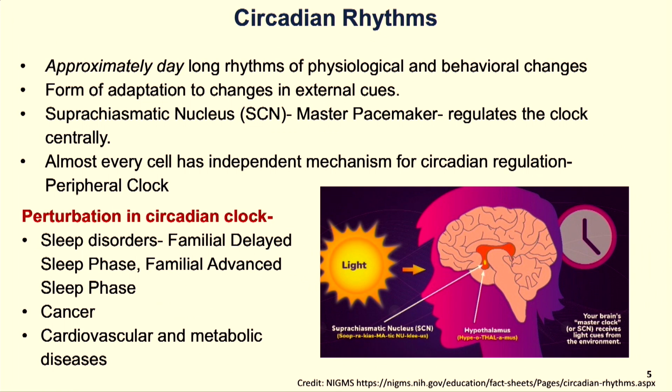That is essentially nothing but a desynchronization of your central clock and your peripheral clock, which is the clock present in your body. All right, so how does it happen?